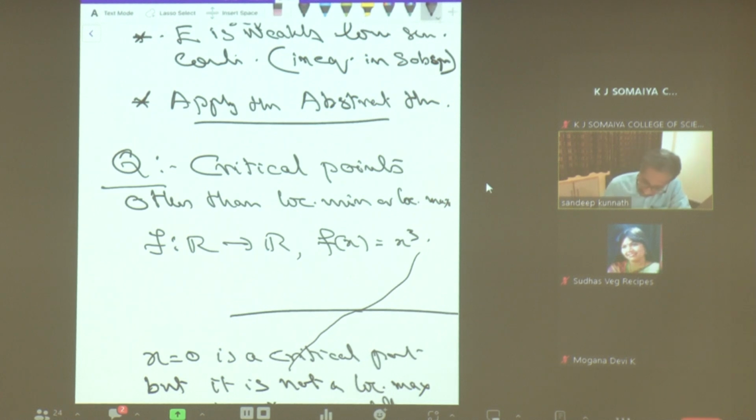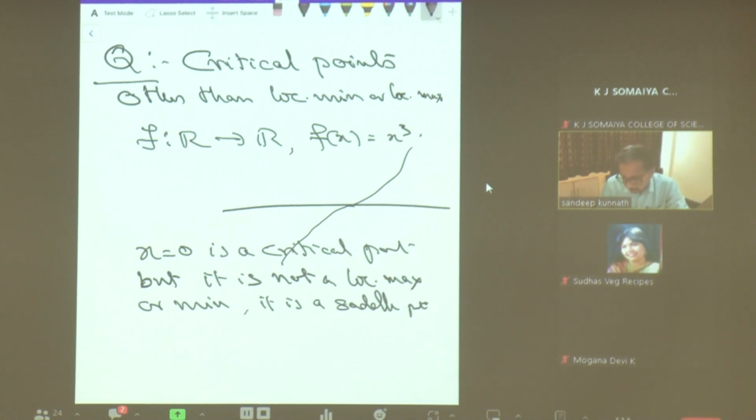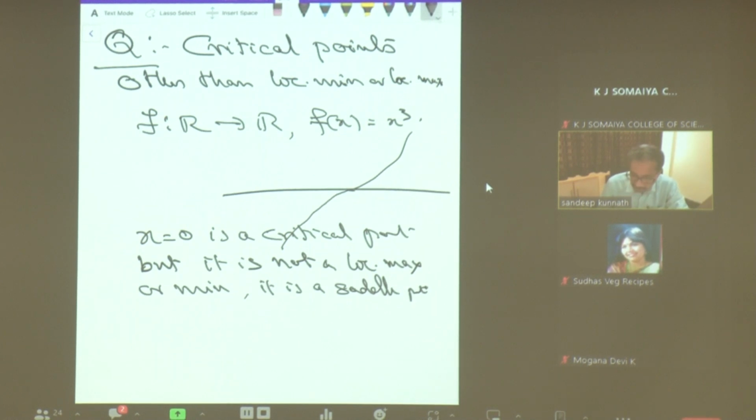So are there theorems which capture these saddle points? When you are talking about theorems which give you a critical point, you should not forget one of the basic theorems which you learn in your real analysis, what is known as Rolle's theorem.